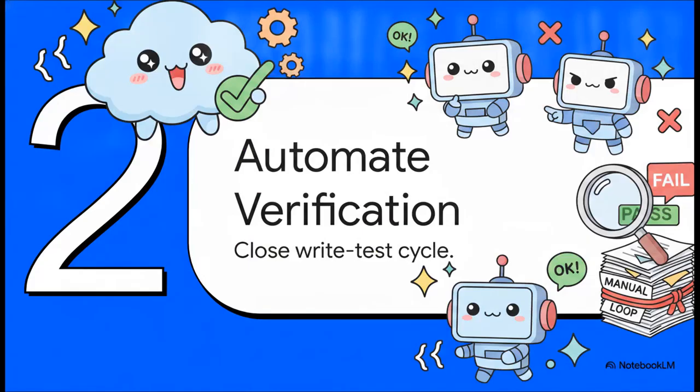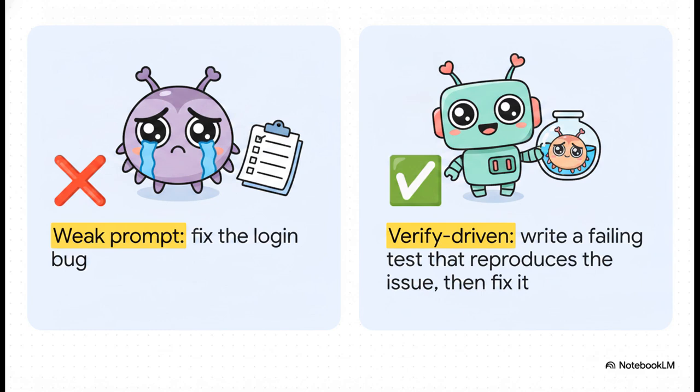Moving right along to tip number 2, automate the verification. You've got to close that write test cycle with clear pass or fail signals. You have to remember Claude stops working the second it thinks, okay, this looks done. If you don't give it a definitive pass or fail signal, guess what? You become the manual verification loop. You really want to avoid weak prompts, like just saying, "fix the login bug." That literally forces you to go manually test the UI later.